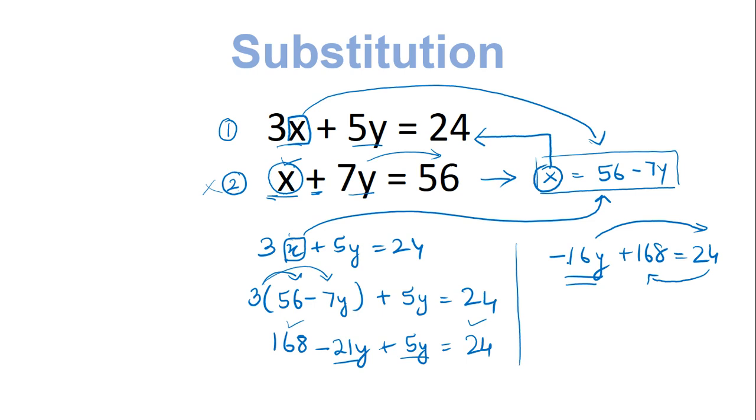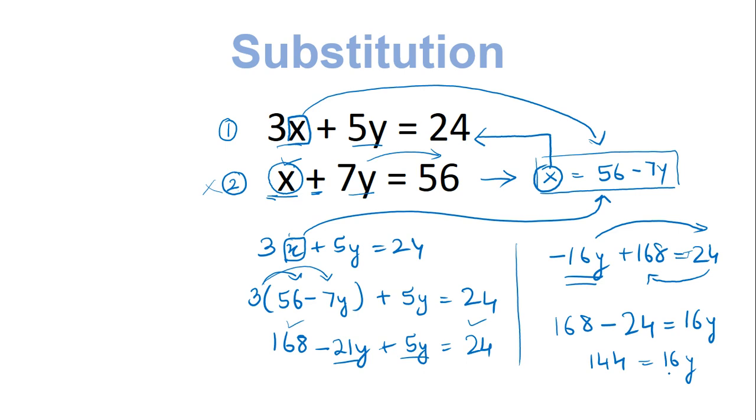Now 16 is negative here. When it goes to the other side, it turns into positive, and 24 is positive here. When it goes to the other side, it turns negative. So I'm going to write 168 minus 24. 24 taken to the other side turns negative. So 168 minus 24, and negative 16y, when it goes to the other side, turns into positive 16y. And I have to check 168 minus 24. That gives me 144 equals 16y.